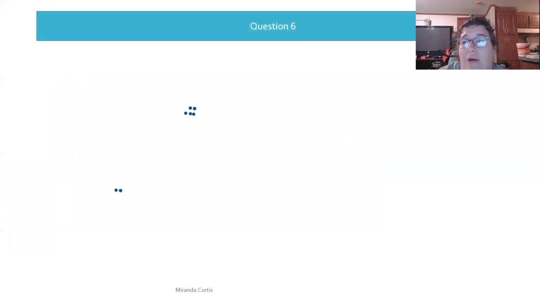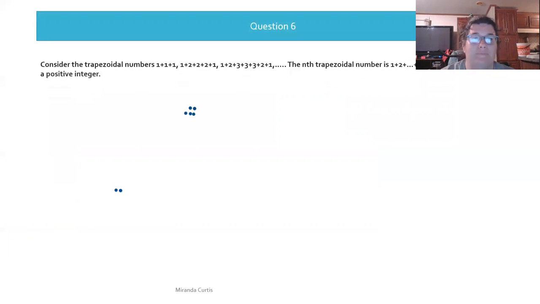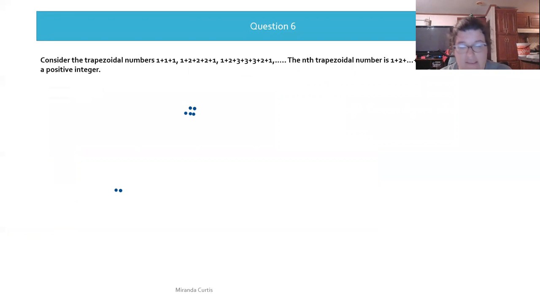Now we're on to problem 6. This is going to be fun. Consider the trapezoidal numbers: 1 plus 1 plus 1, then 1 plus 2 plus 2 plus 2 plus 1, then 1 plus 2 plus 3 plus 3 plus 3 plus 2 plus 1. The nth trapezoidal number is 1 plus 2 plus dot dot dot plus n plus dot dot dot plus 2 plus 3.